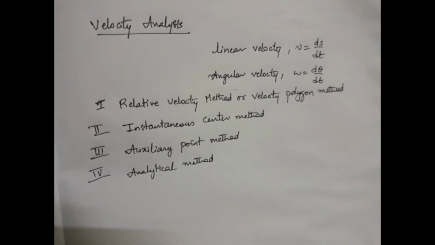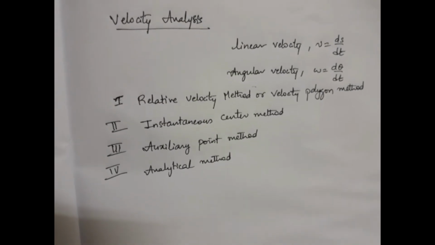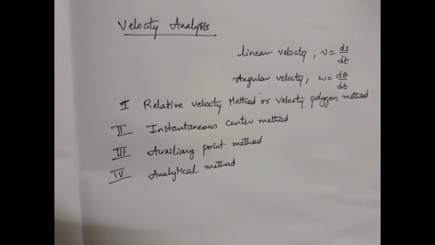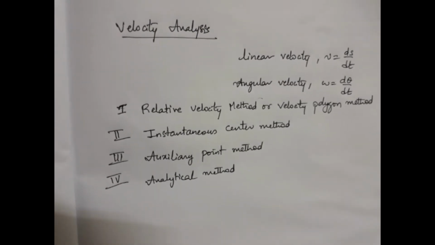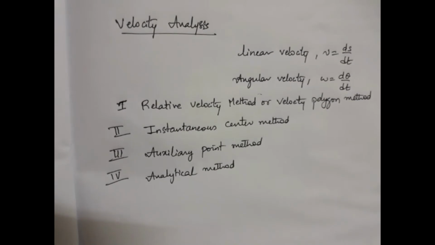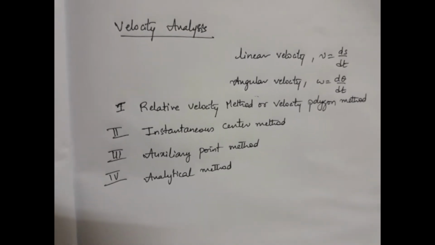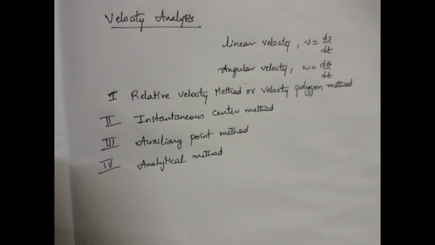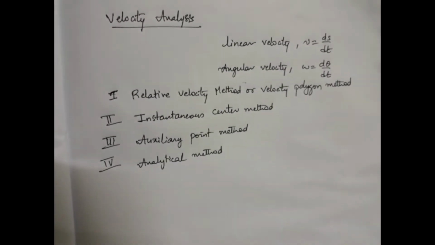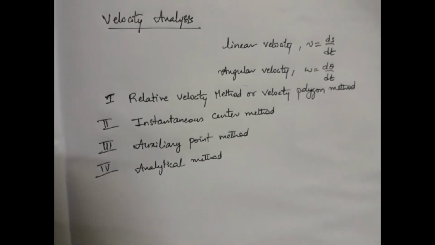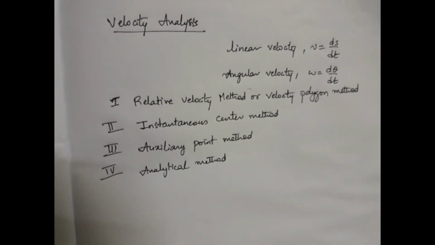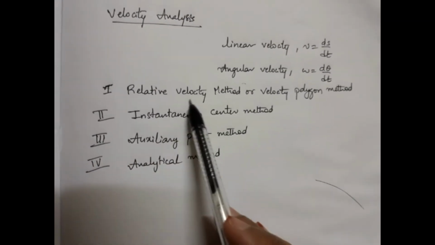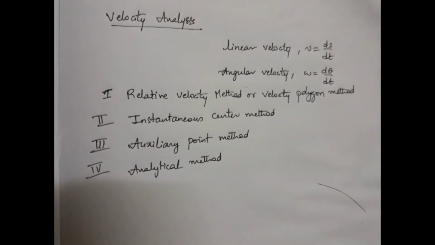Finding velocities in analytical method is already known to us from our intermediate physics or BTech first year engineering mechanics. The kinematics part, that is all analytical only, using formulae, using different expressions. We have the velocities calculated. Even instantaneous center method is also learned in first year of engineering mechanics. In this lecture, we shall stick to relative velocity method or velocity polygon method.